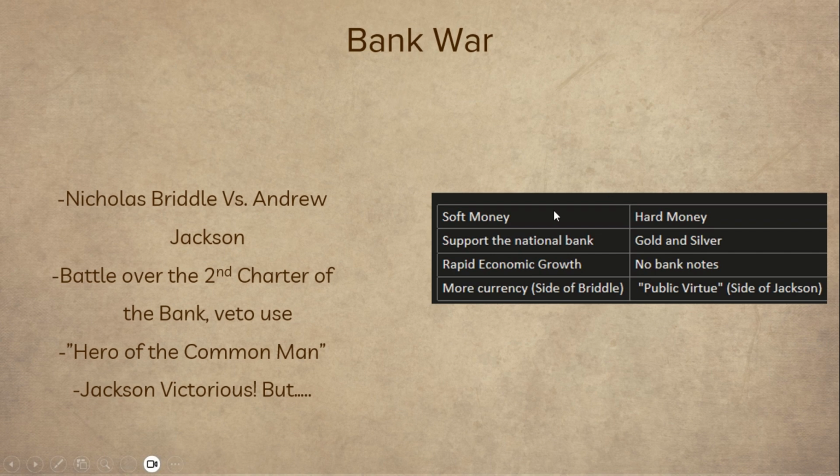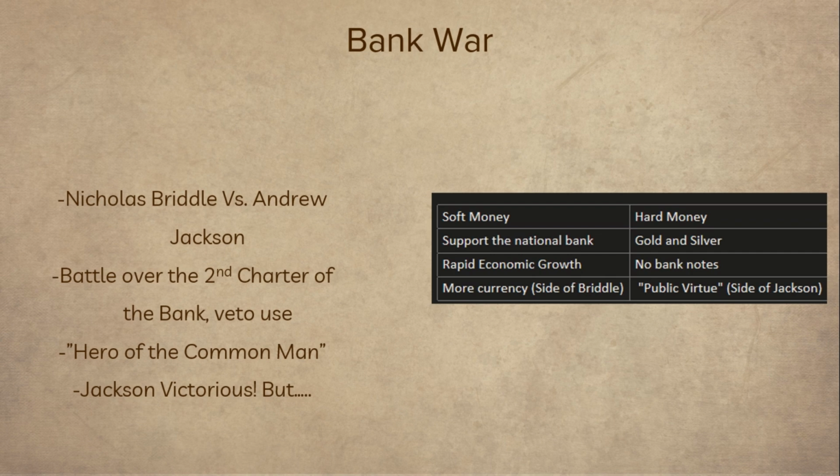And here I just have this little chart to talk about what both sides are fighting for. So Biddle is fighting for the national bank, which he believes will cause rapid economic growth and will bring more currency into the nation. While Jackson is fighting for hard money, so use of gold and silver rather than just paper banknotes. And he's stating that this is all for public virtue and support of the public.